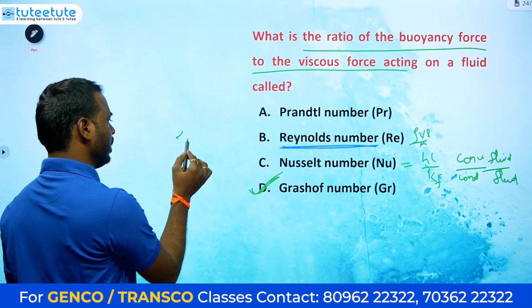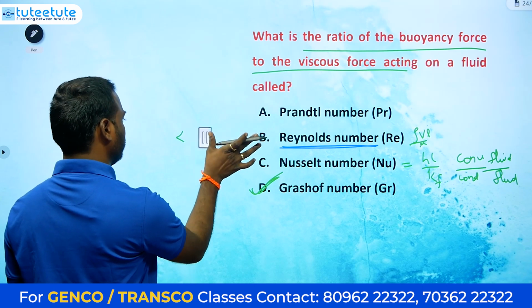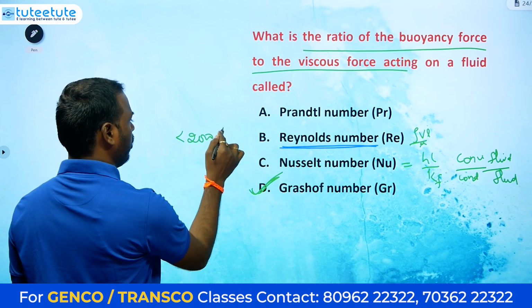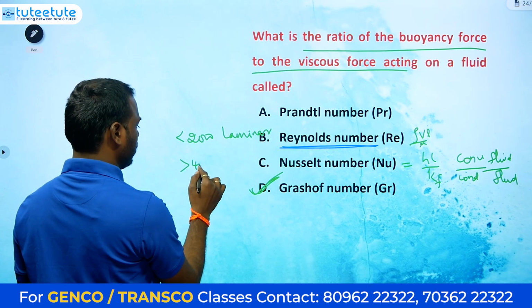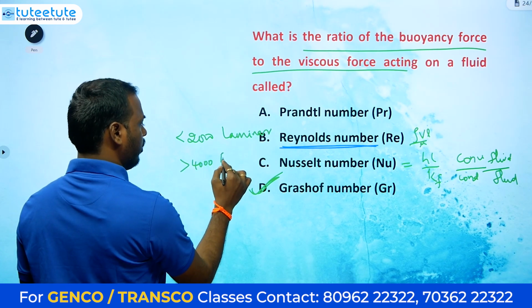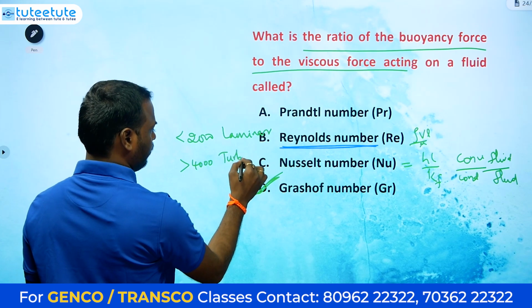If the Reynolds number is less than 2000, it is laminar flow. And greater than 4000, it is turbulent.